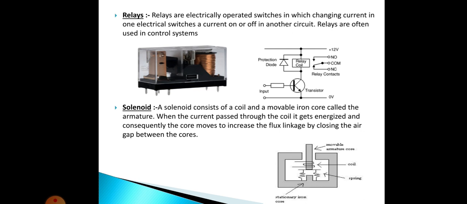Relays are nothing but electrically operated switches in which changing current in one electrical circuit switches a current on and off in another circuit. So what will happen? In one circuit, due to the changing current, there can be on off switching in another circuit. Relays are often used in control systems.